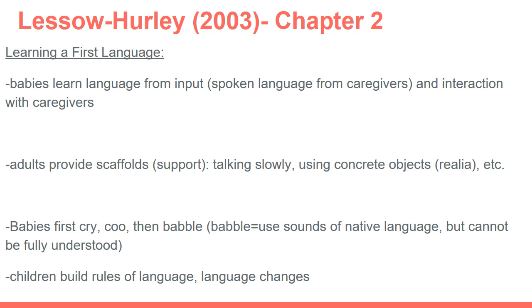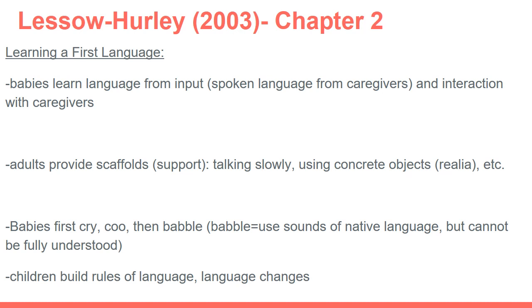So we've talked about this already a little bit, but once again, it's very important for babies to learn through input, through receiving spoken language from caregivers. And they need interaction. They've done studies where they've put babies in front of television screens, and babies do not learn language through television. They need hands-on interaction and the back and forth, or at least the spoken input and the emphasis and the gestures from the parents or caregivers to understand the meaning of words. Also, it's interesting that adults subconsciously, even if they haven't been trained on this, provide scaffolds naturally to help babies. So they talk slowly, they use concrete objects, they repeat things, they emphasize certain things.